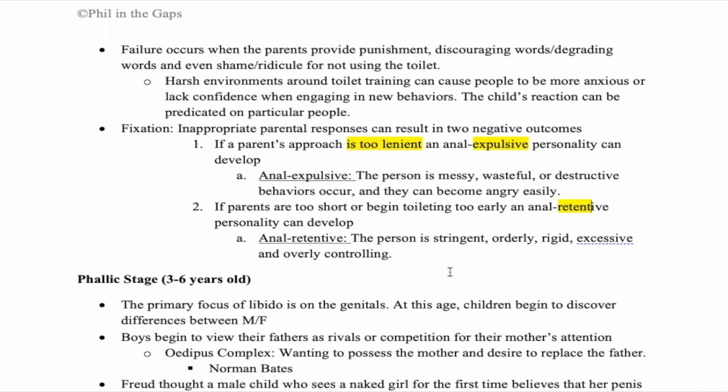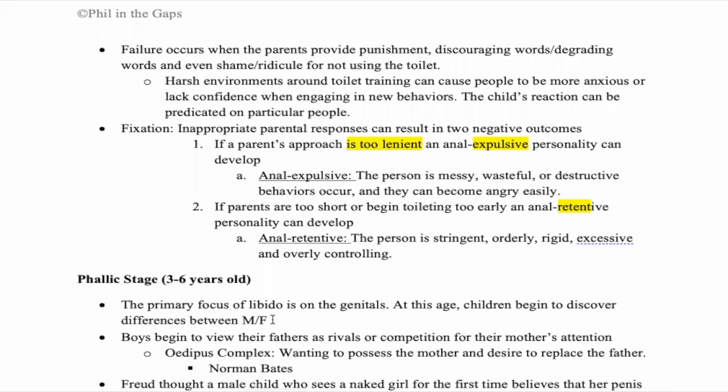Anal retentive, on the other hand, think of somebody retaining something. They are trying to retain as much control as they possibly can by being overly stringent, orderly, rigid, excessive, and overly controlling based on the fact that they like things a particular way. And anal retentive is the term that people often use loosely and say that person is so anal. They just like things a particular way. However, they're oftentimes referencing Freud, whether they know it or not.